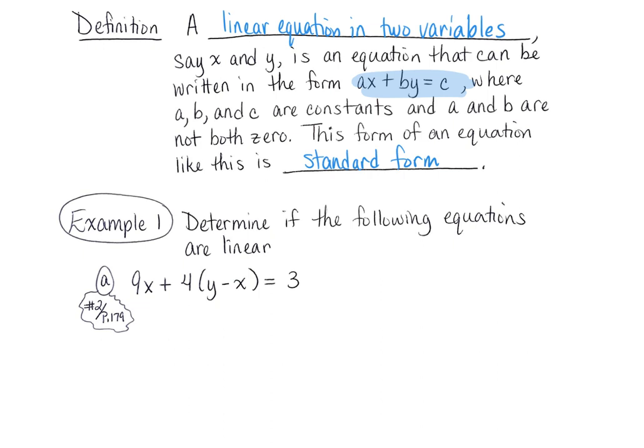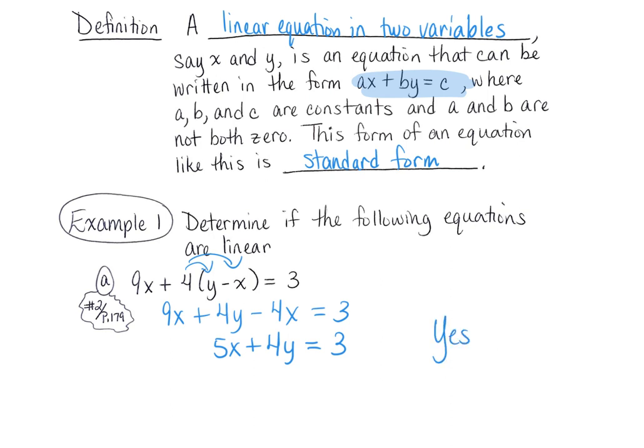Okay, so let's look at this example and see what we have. We have 9x. We can distribute the 4 to get plus 4y minus 4x equals 3. And then what can we do? That's right, combine it, right? So you have the 9x minus 4x is what? 5x, good, both of you. 5x plus 4y equals 3. There's nothing else to do. Is this a line? Yes, absolutely, because it's in standard form. We're able to do that. So the answer is yes here. Okay? Questions?